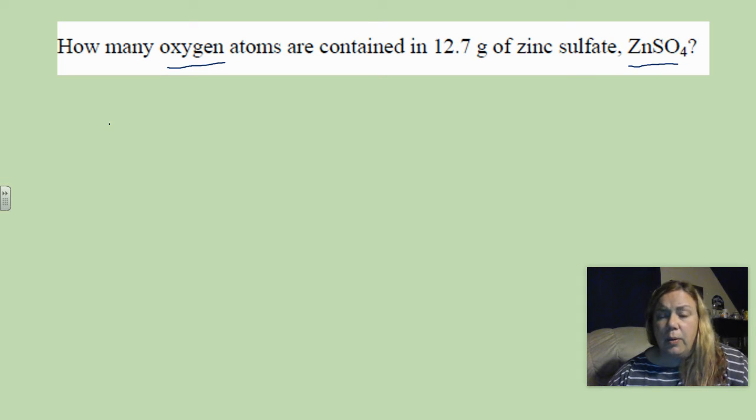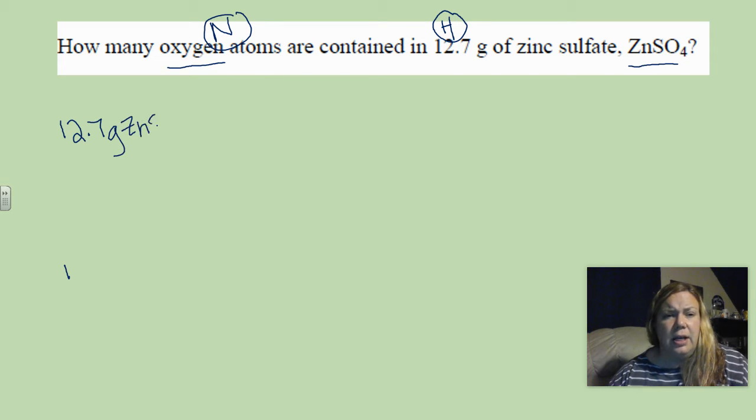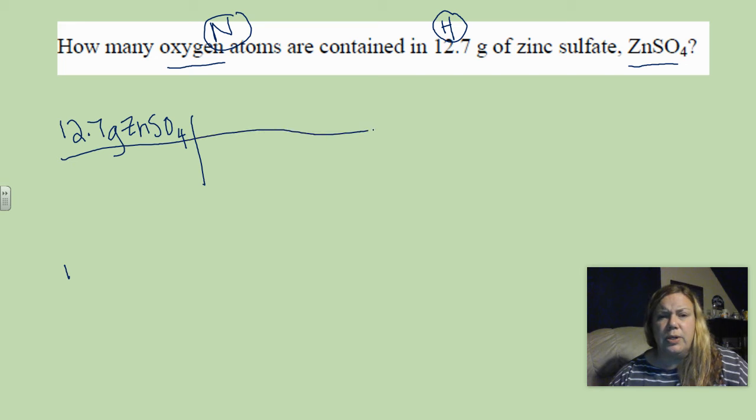So we're going to do what we always have done with mole conversions: we identify what we have and what we need. We have 12.7 grams and we need oxygen atoms. We always start with what we have, which is 12.7 grams of zinc sulfate. And if we go to atoms, we've got to go through moles, because remember how we did our mole calculations: if you don't see the word moles, then you have to go through moles. That's a little indicator of which way we should do our problem.